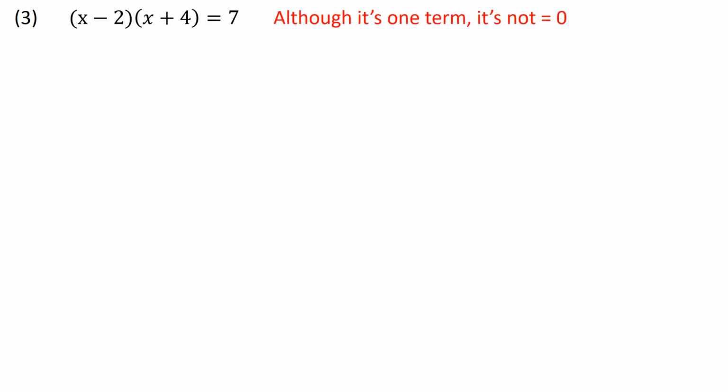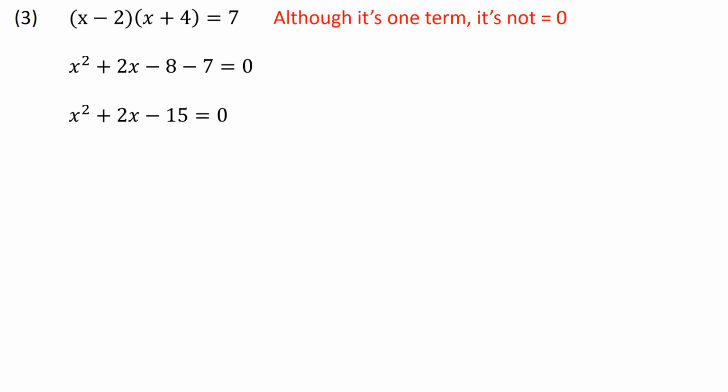Number 3. x minus 2 in brackets, x plus 4 in brackets, equals 7. Again, although it's one term on the left hand side, it's not equal to 0. So we again have to expand the brackets. So we'll have x squared plus 2x minus 8. Taking over the 7, we'll have negative 7 equal to 0.